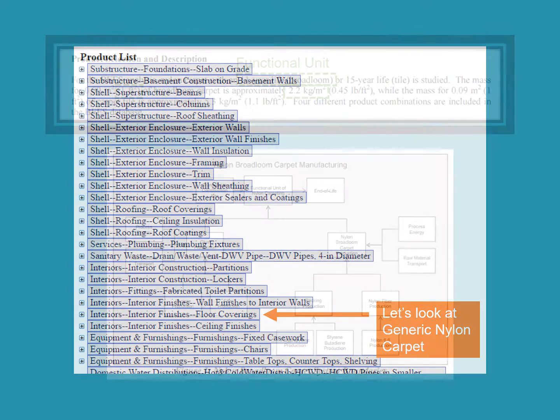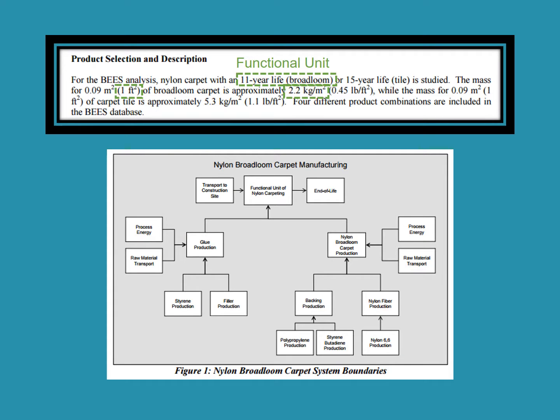When we open up this file, we can see at the top of the file the product selection and description. Here we see the functional unit described as an 11-year life for broadloom carpet and a 1 square foot area. The following materials, energy, emissions, and such are based on those assumed values. Here we will also see the system boundary for nylon broadloom carpet. The functional unit and the scope or boundary should be outlined in the PCR for a product.